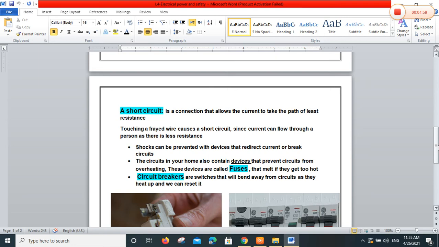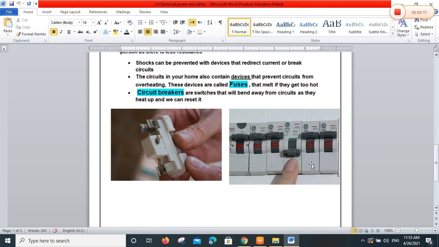Another type of device that redirects current is the circuit breaker. Circuit breakers are switches that bend away from the circuit as they heat up, and we can reset them. What happens when you use a lot of appliances, an overload of electricity? This makes the switch bend away. This is called a circuit breaker. Then I reset it, or raise it again, so the current will flow again. This keeps your appliances from damage.